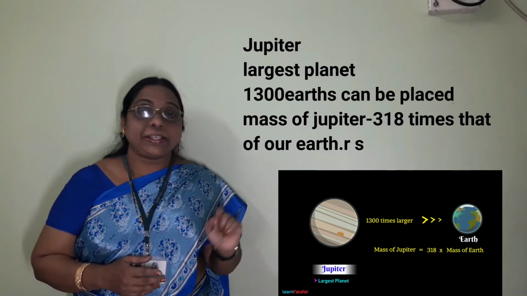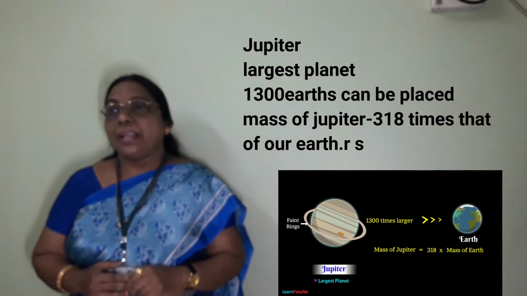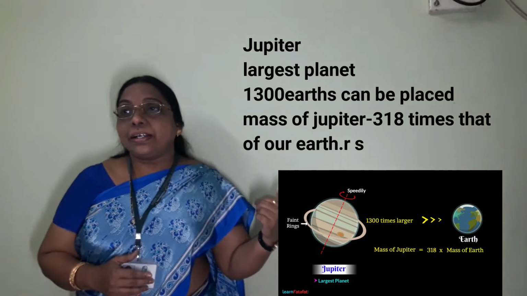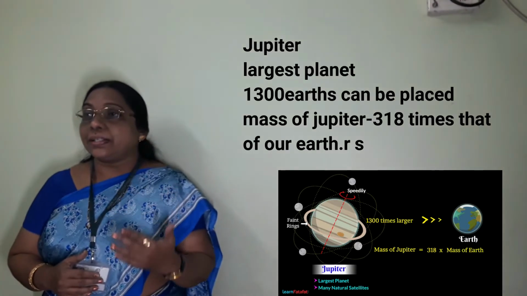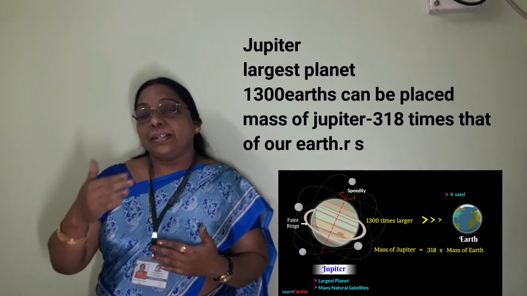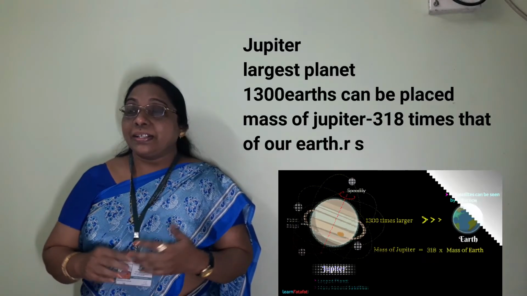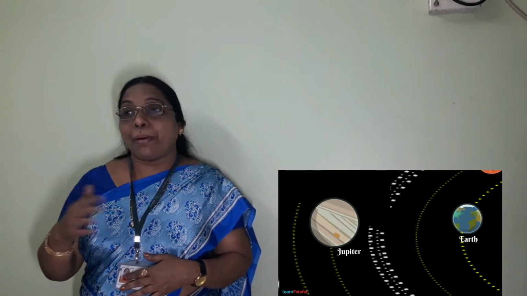First, I said that it is the largest planet, and it is so large that 1300 Earths can be placed inside this giant Jupiter. The mass of Jupiter is about 318 times that of our Earth. It will be the highest. And let's come to the rotation.